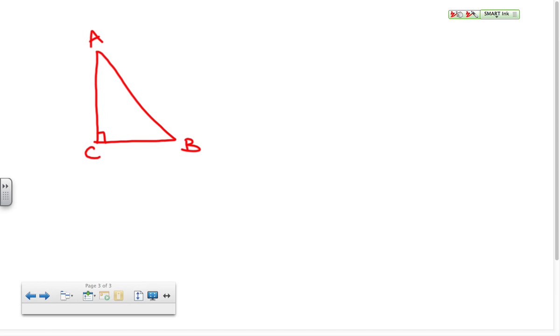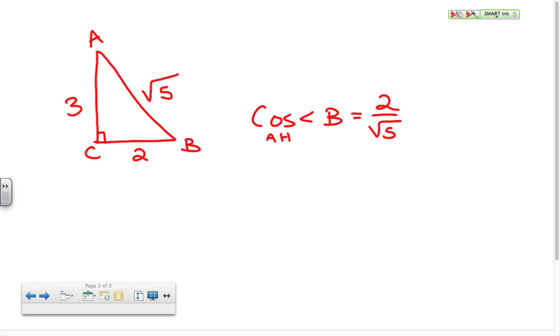So we're going to do this again. I'm going to use 2 and 3 once more, but instead of having this be 5, we're going to make this the square root of 5. So let's say I wanted to find the cosine of angle B. Now cosine, remember, is CAH, adjacent over hypotenuse. So the adjacent here is 2, and the hypotenuse is the square root of 5. So it's 2 over the square root of 5.